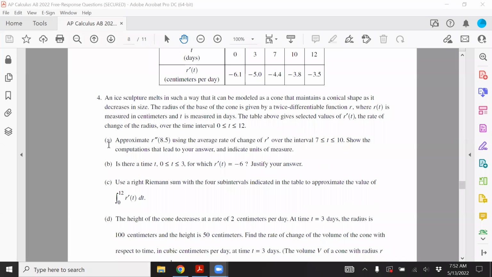For C, use a right Riemann sum, and you're integrating R prime. Again, R prime is the second row here from 0 to 12. If you're using a right Riemann sum, you need to find the width of each interval first. So 3 minus 0 is the first interval, and you're going to use the right corner. If you were to plot that, here's negative 6.1, here's 3 and negative 5. If you do this funky curve here, you're actually going to do a rectangle kind of like that. So you're using the right corners.